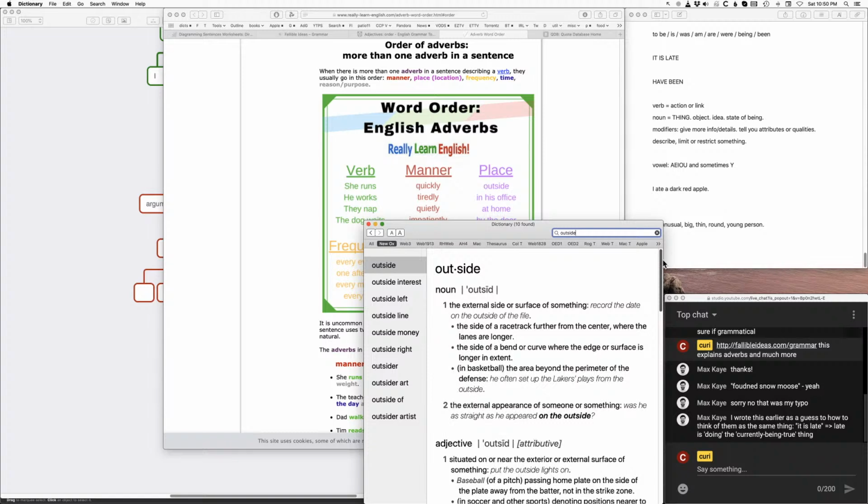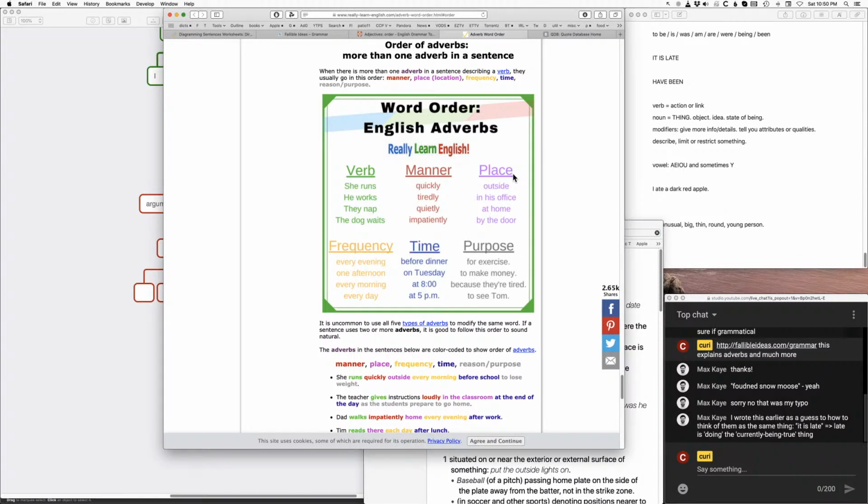Okay, not familiar with the prepositions. Don't think it matters right now. So outside can be an adverb in, for example, "she runs quickly outside." In "she runs quickly outside", outside is modifying runs, telling us where she ran. So like she's outside running.